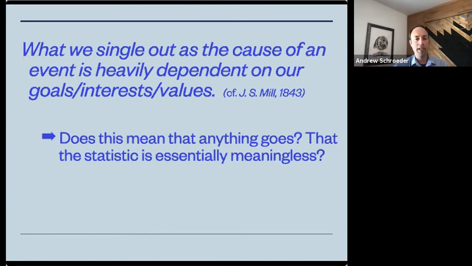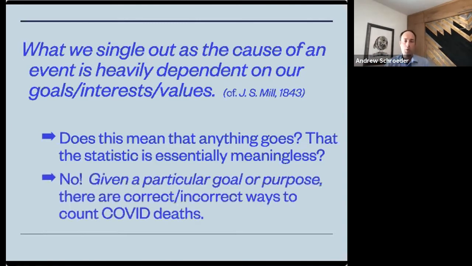So similarly, although there is no single correct way to decide what we should say about all those deaths in the middle that it was unclear whether they should be COVID deaths or COPD deaths or whatever, that unclarity often disappears once we adopt a particular perspective or once we have a particular purpose in mind. Given a particular purpose, there are correct and incorrect ways to count COVID deaths. So let me show you how that works.